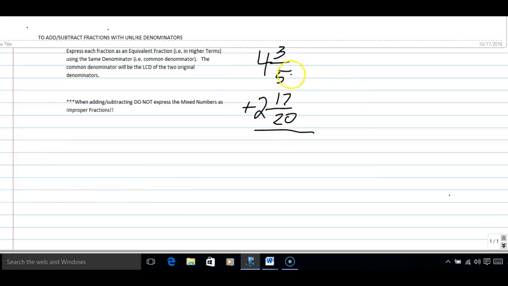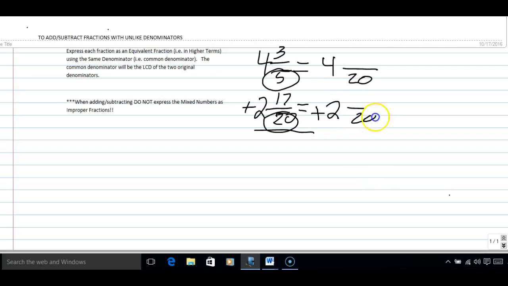Again, we're adding two mixed numbers, but we still have to find a common denominator, or the LCM, of the two denominators. In order to add or subtract fractions, we always need a common denominator. So the LCM of 5 and 20 would be 20. So it is possible for one of the denominators to be the LCM. So 20 divided by 5 is 4. 4 times 3 is 12.